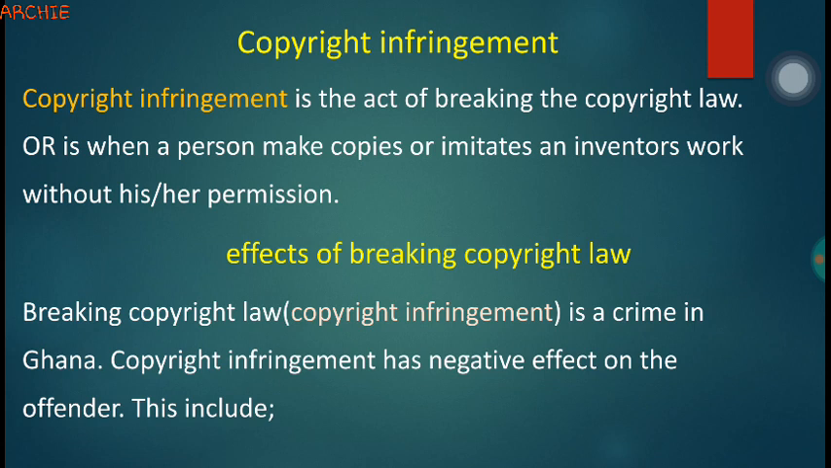Now, when someone is able to make a copy without the knowledge of the inventor or the creator, this is termed as copyright infringement. So when you say copyright infringement, it is the act of breaking the copyright law, or when a person makes copies of or imitates an inventor's work without his or her permission.